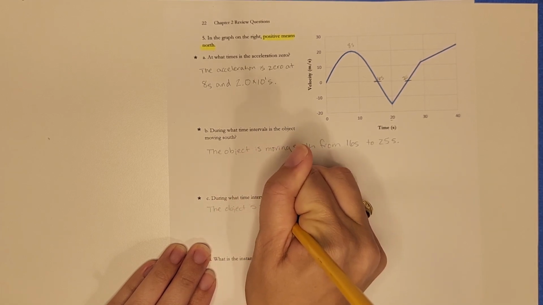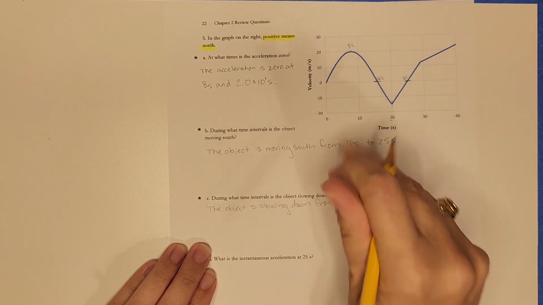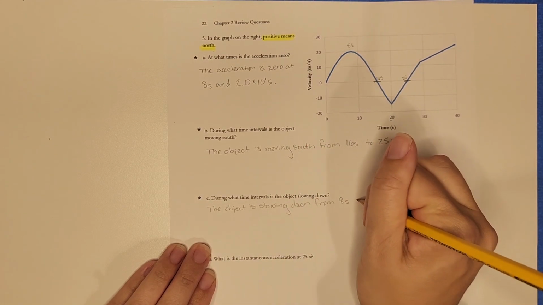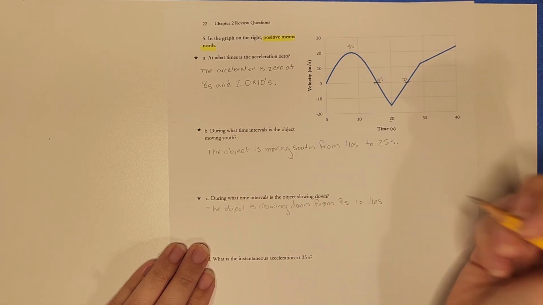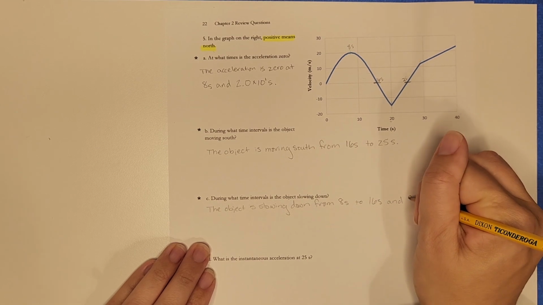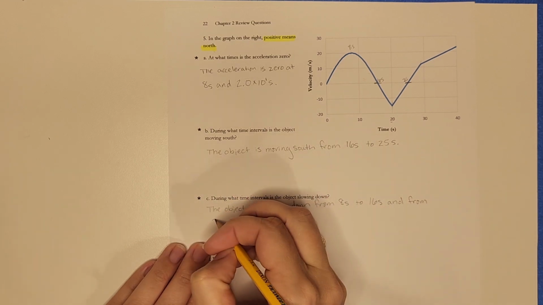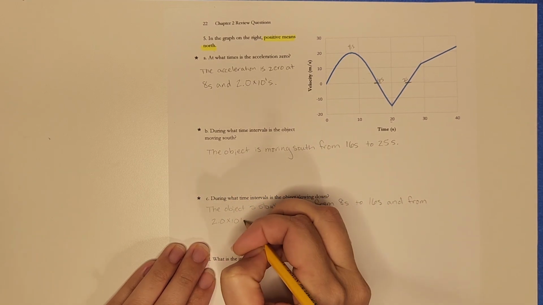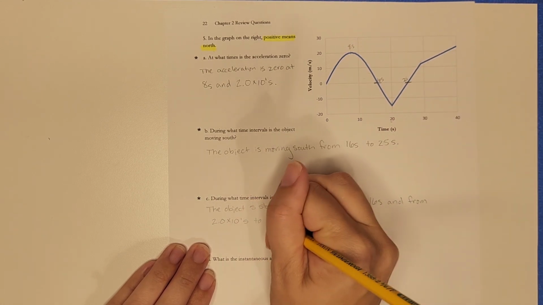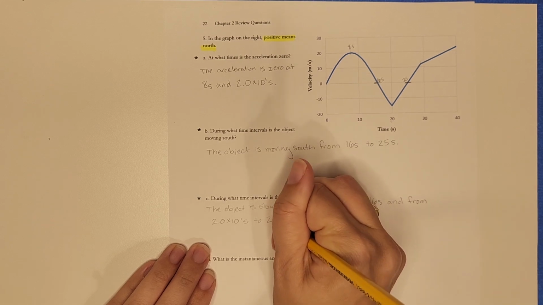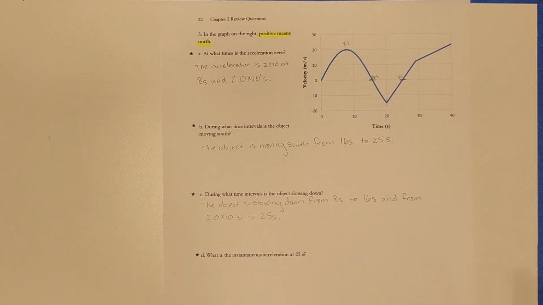is slowing down from 8 seconds to 16 seconds. That's where we had a positive velocity and negative slope. And we're going to use this same notation, 2.0 times 10 to the 1 seconds. So from 20 seconds to 25 seconds is where it has a negative velocity but a positive slope. Okay, and that is C.